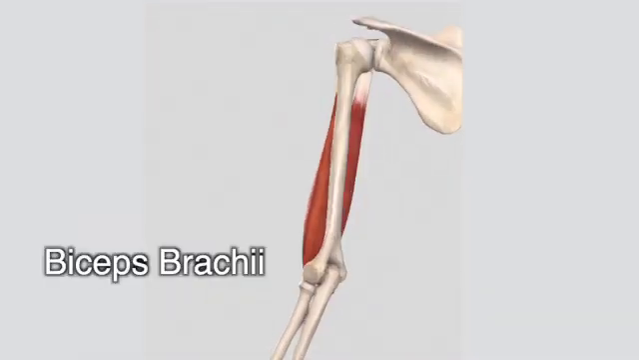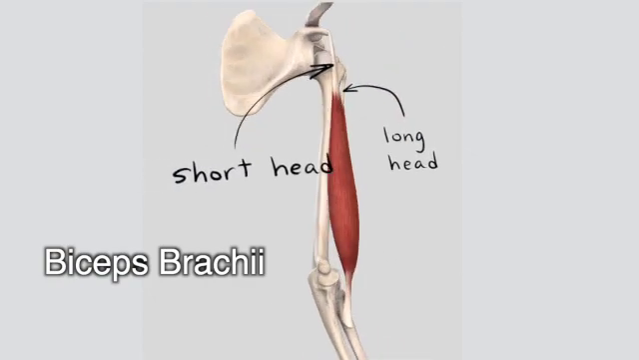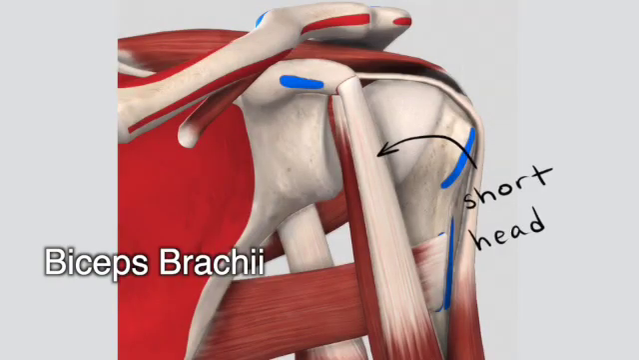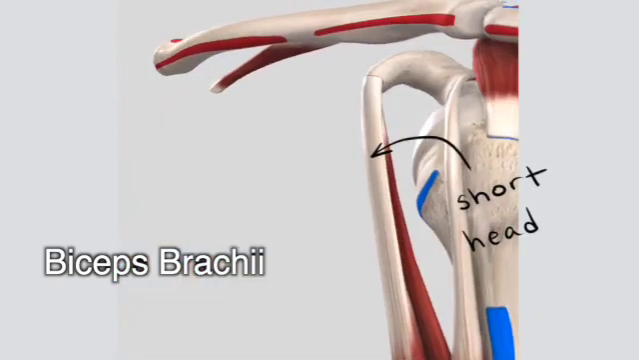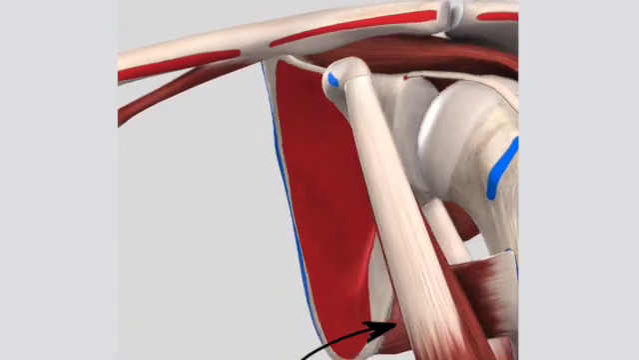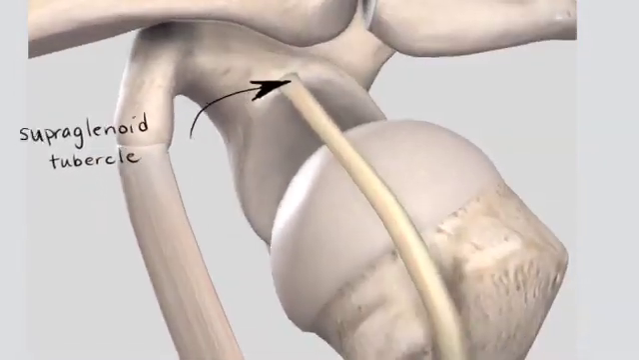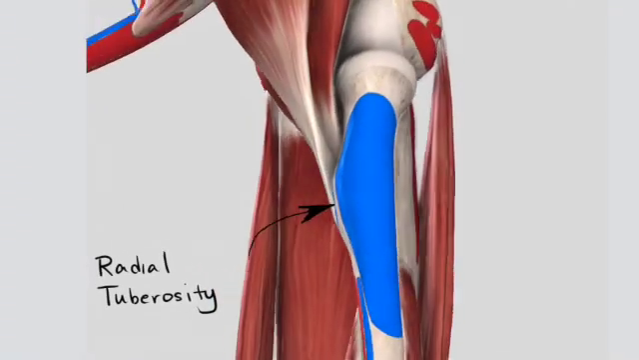Biceps brachii. It has two heads. The short head has an origin at the coracoid process, at a location that is anterosuperior to the origin site of the coracobrachialis muscle. The long head has its origin at the supraglenoid tubercle. They insert at the radial tuberosity.